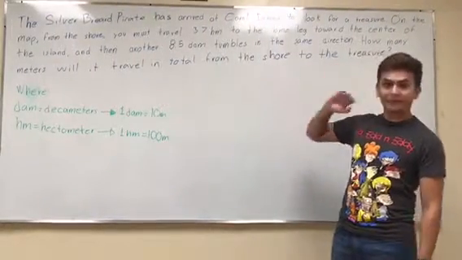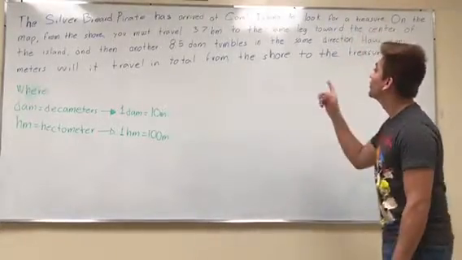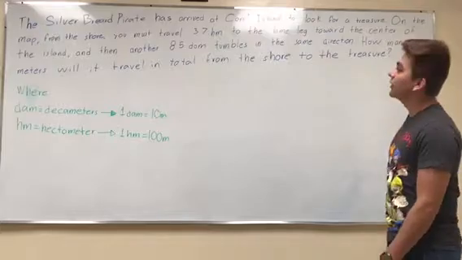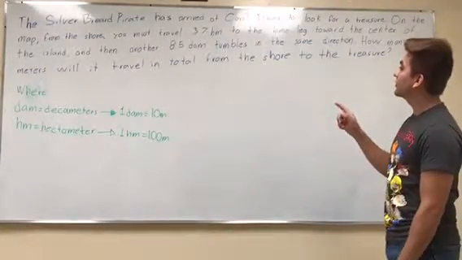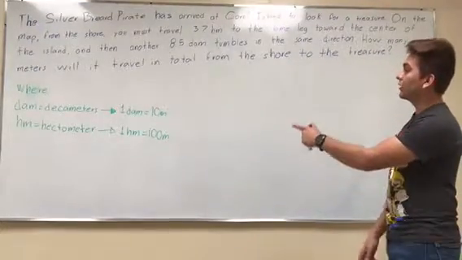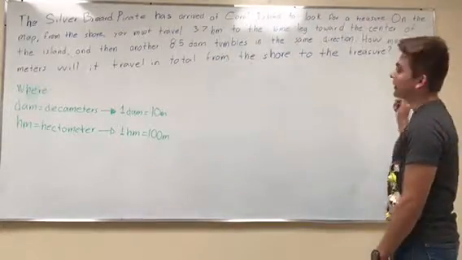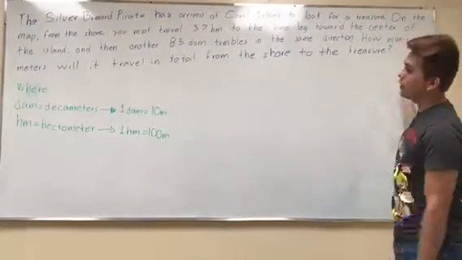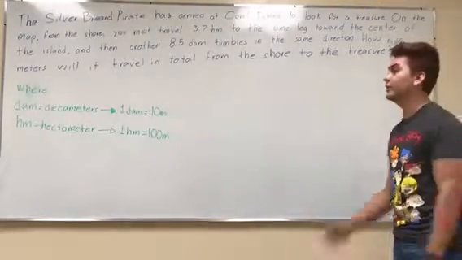Conversions. We have this problem. The silver brave pirate has arrived to Coral Island to look for a treasure on the map. From the shore, you must travel 3.7 hectometers to the lane led toward the center of the island, and then another 8.5 decameters in the same direction. And the question is, how many meters will they travel in total from the shore to the treasure?